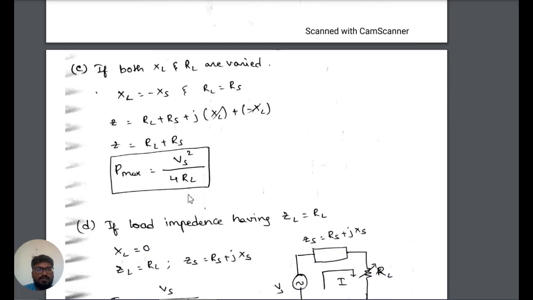If both are varied, then we consider both equations. When XL is equal to minus XS and RL is equal to RS, then it will be a purely resistive element. Then Z will be RL plus RS. So the same value will be repeated here.